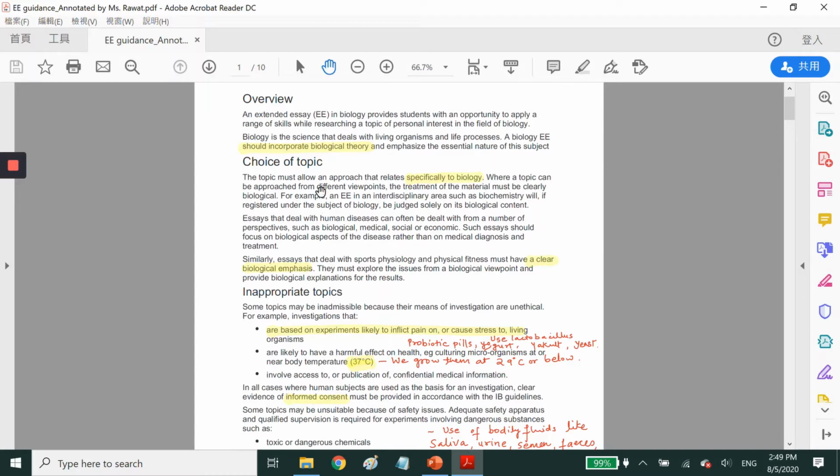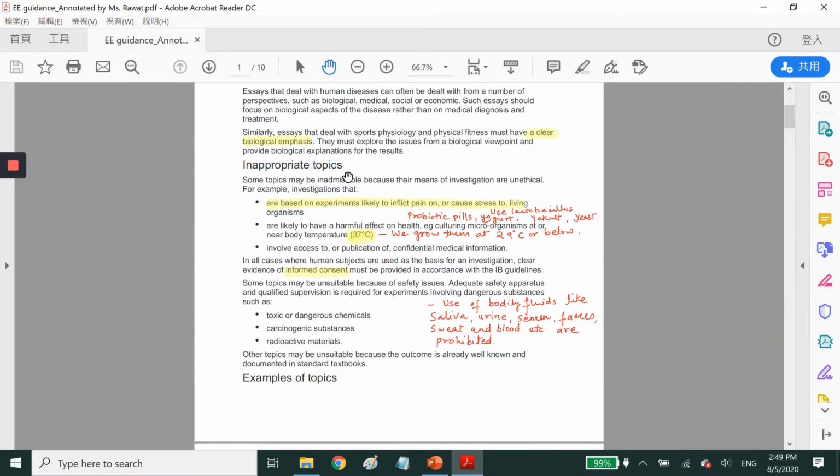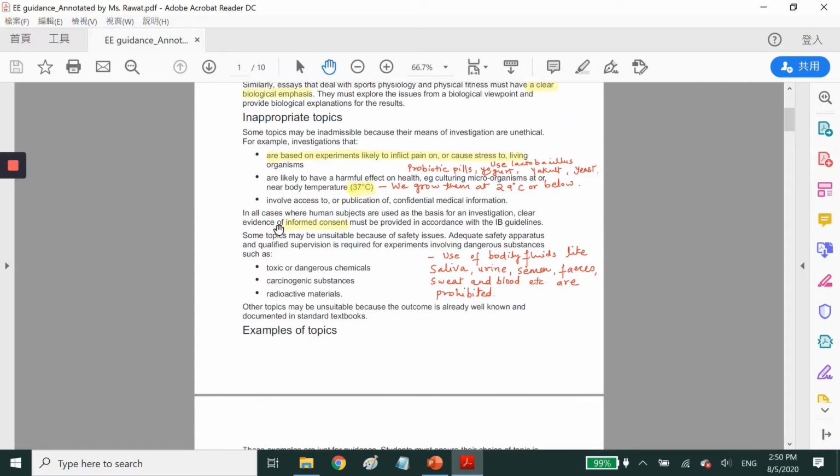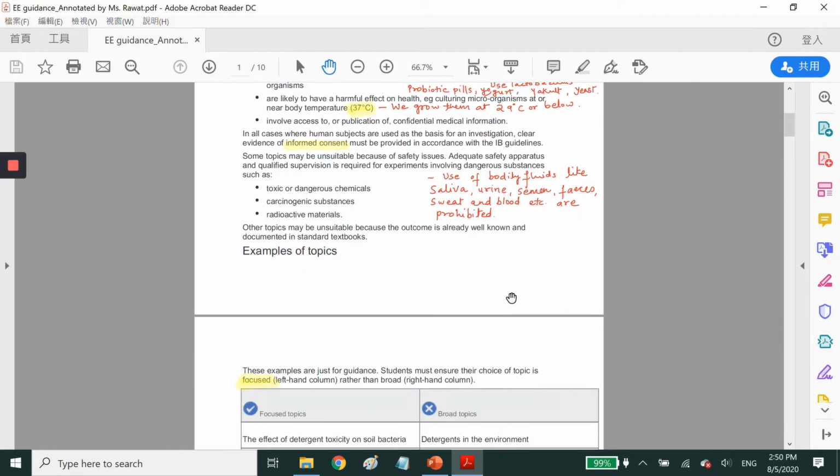guidance. They will talk about the choice of topics, which must be biology related. Some of the inappropriate topics we've just covered, like how can we prevent the harmful bacteria from breeding. And if your experiment is related to human subjects, then you need to have a consent form. And if your test subject is underage, I think under the age of 18, then you need the parent or guardian to sign those consent forms. We'll also mention bodily fluid as well.